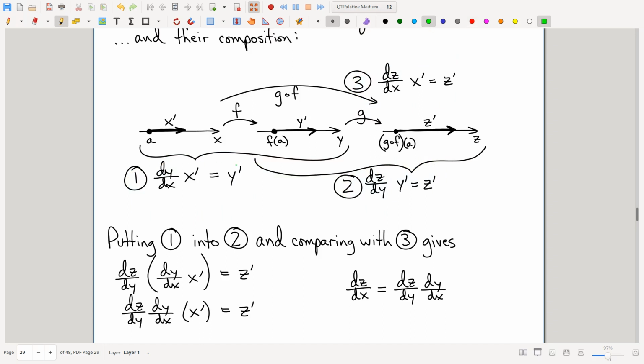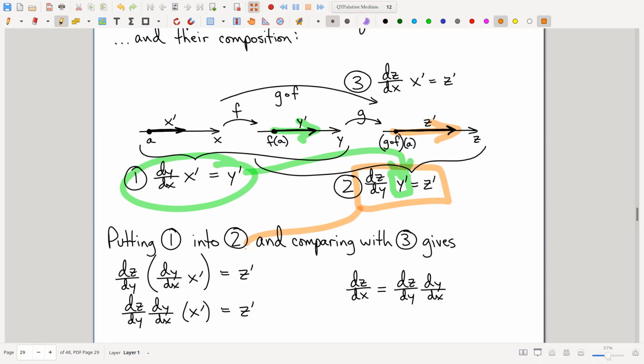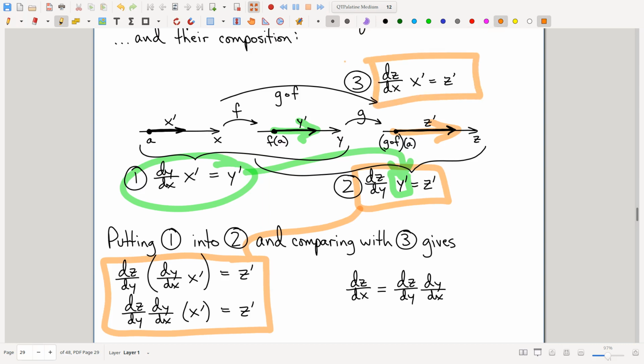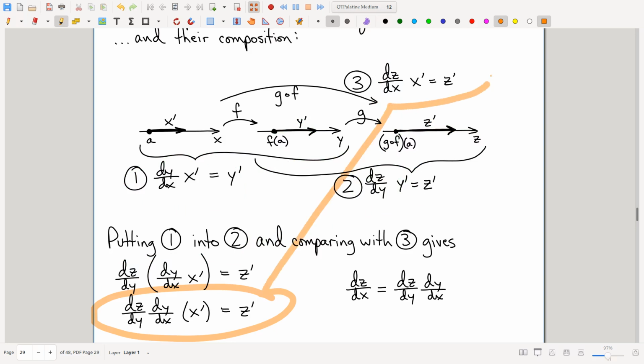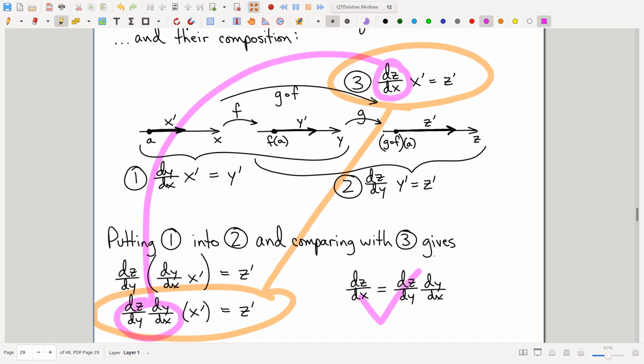Take this one, that's the formula for y prime, plug it into here where I have a y prime, take that formula for z prime and multiply it out, and you get this. And then on the other hand, we have this other formula for z prime that comes by way of the composition, and altogether then, this and this tell me that that is equal to that, and that's the chain rule.